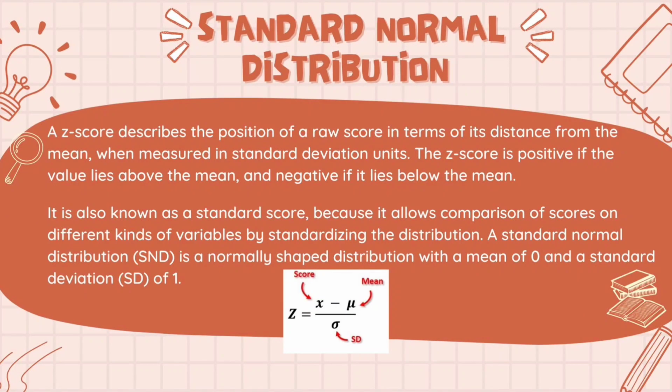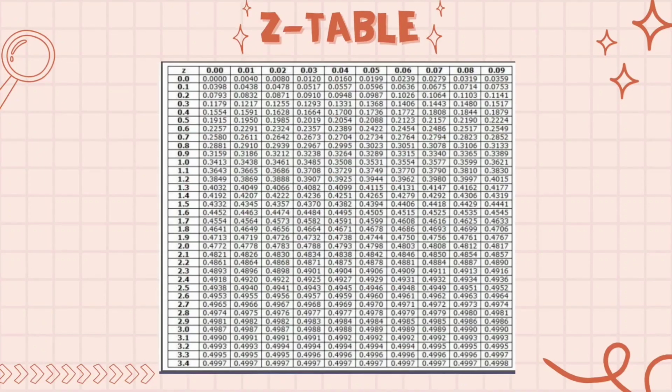A z-score describes the position of a raw score in terms of distance from the mean when measured in standard deviation units. The z-score is positive if the value lies above the mean and negative if it lies below the mean. It is also known as standard score because it allows comparison of scores on different kinds of variables by standardizing the distribution. A standard normal distribution is a normally shaped distribution with a mean of 0 and a standard deviation of 1. This is a z-table.